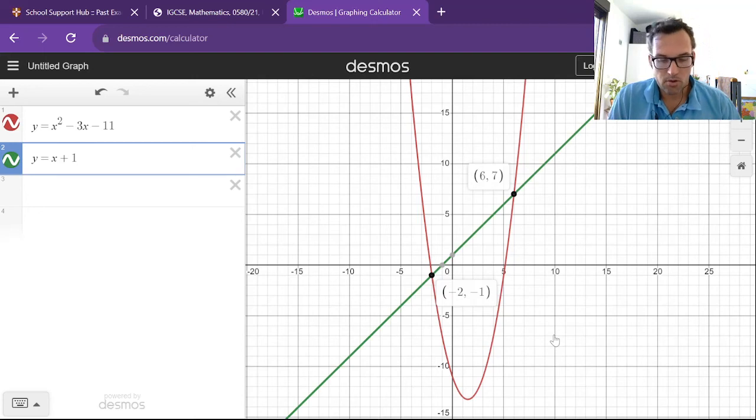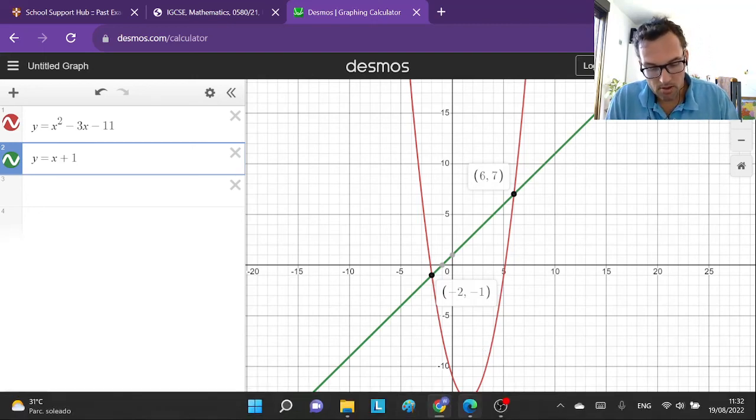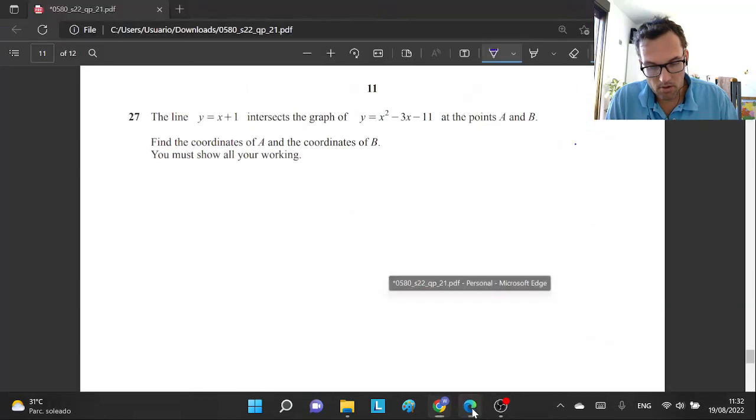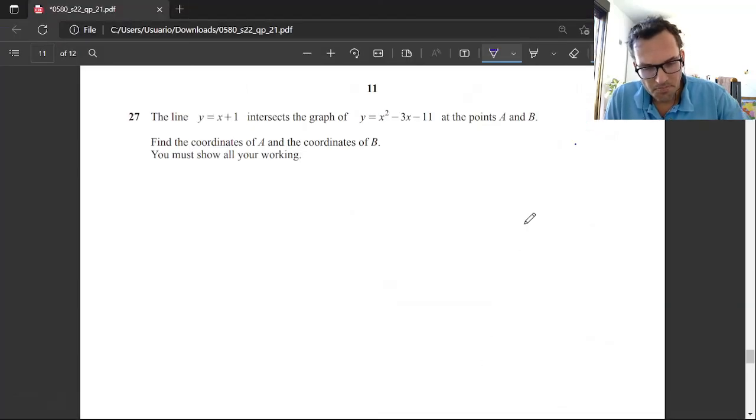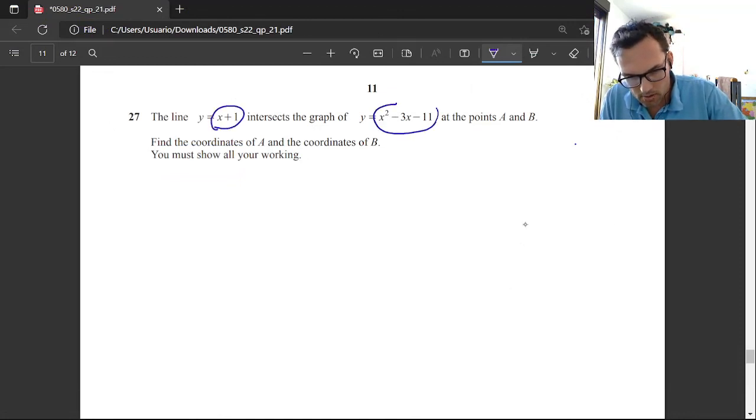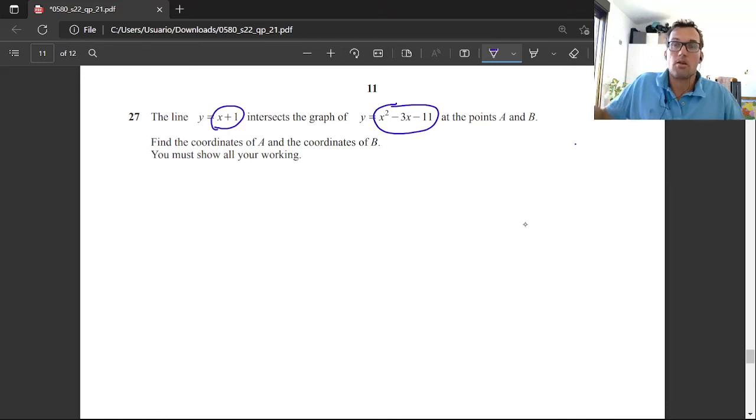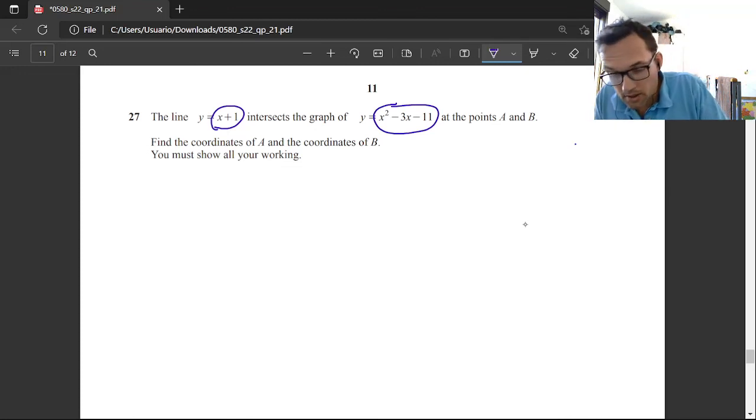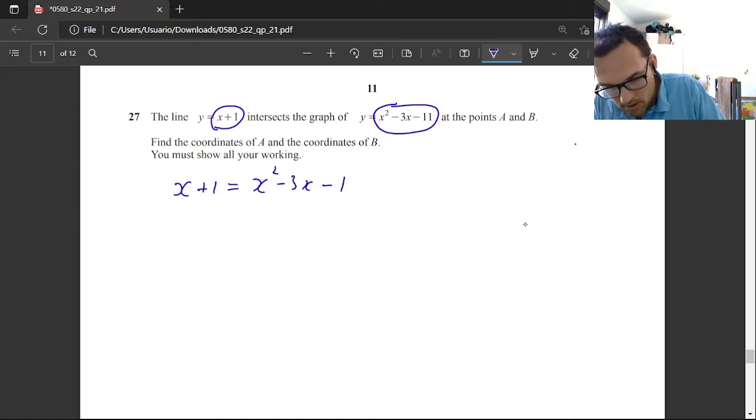In the exam, of course, you don't have Desmos graphing, you don't have the internet, so we need to do this algebraically. So let me show you how we're going to do that. First of all, we've got x plus 1 equals y, and all of this is also equal to y, so that means they equal each other. Of course, where they cross, they are equal. So we can write them as equal to each other. So x plus 1 equals x squared minus 3x minus 11.